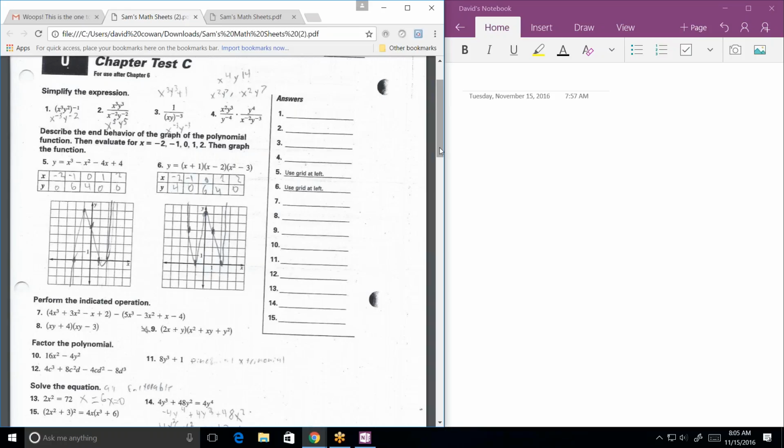The way you handle these kinds of problems is one variable at a time. You do all the x's, you do all the y's. So when I do all the x's, I get x to the 4th. When I do all the y's, I get y to the 14th. Okay, good.